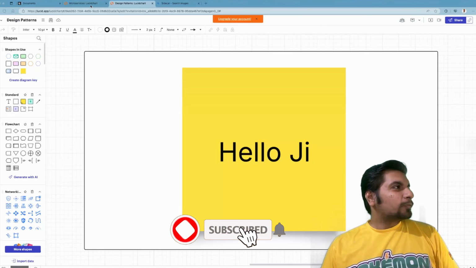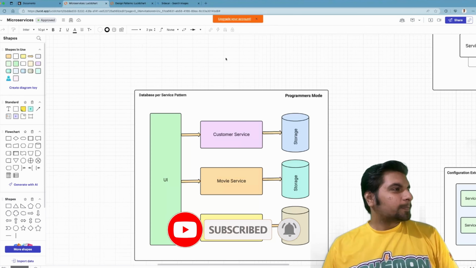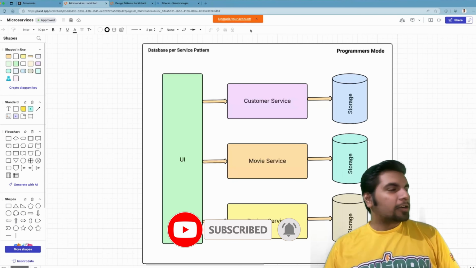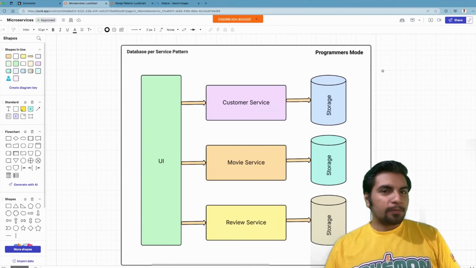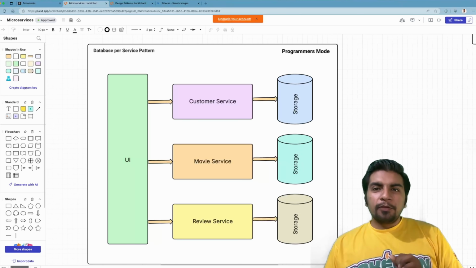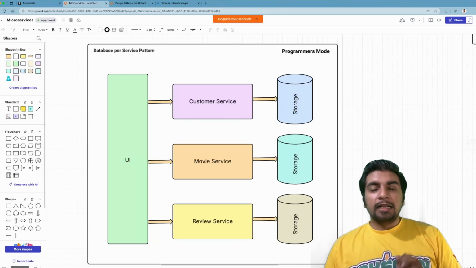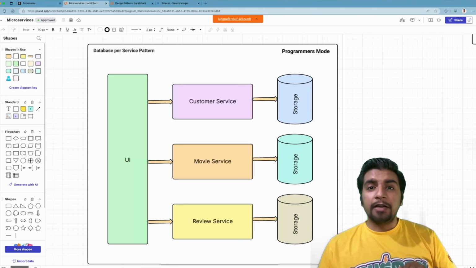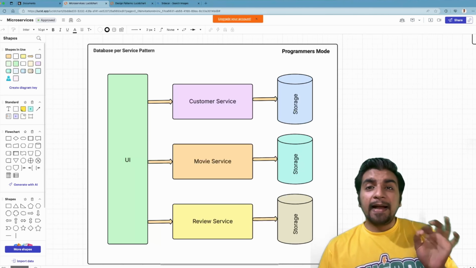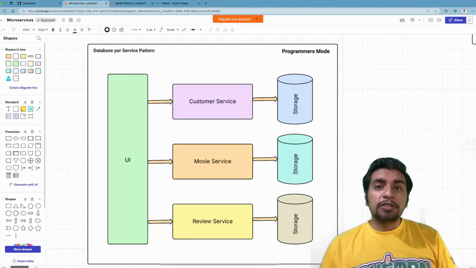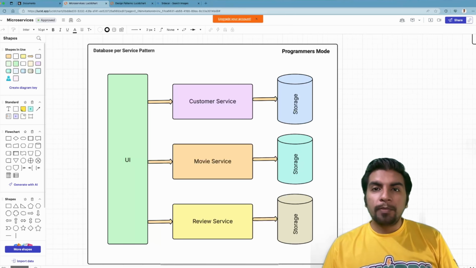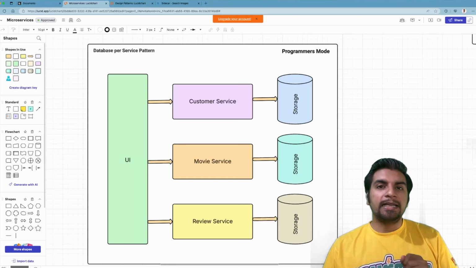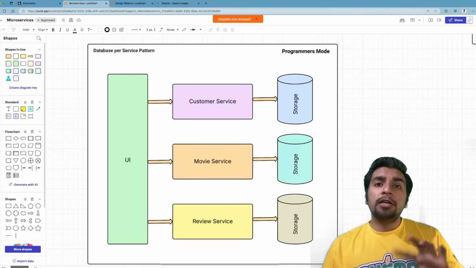Now, let's move to the architecture diagram. Here it is. Let me move this. The database per service pattern means that each microservice owns its own database and no other service can directly access it. This gives services independence. They can choose the database type, schema, and deployment that best fits their needs without being tied to the other team's choice.